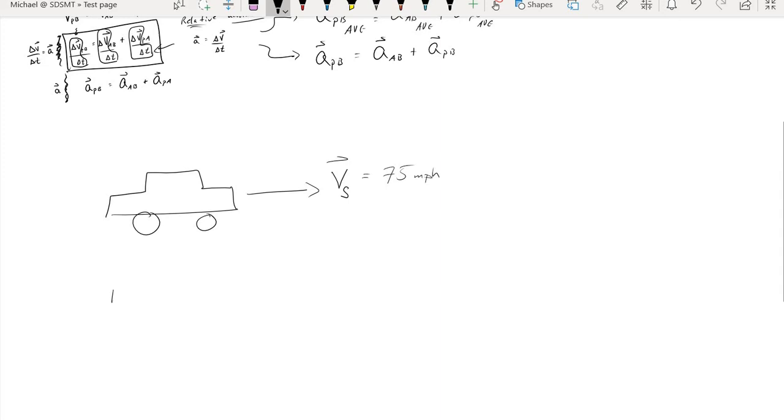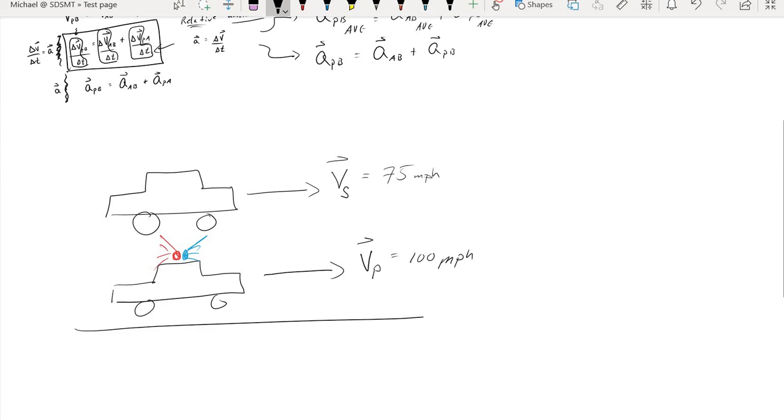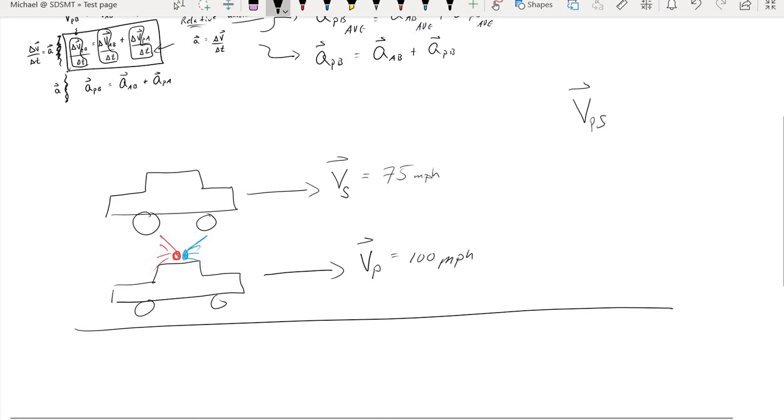and then all of a sudden there is a police car which comes screaming past you at 100 miles per hour. So the velocity of the police car is 100 miles per hour. And you're both traveling in the same direction. And what I want to know is, what is the velocity of the police car with respect to your car?